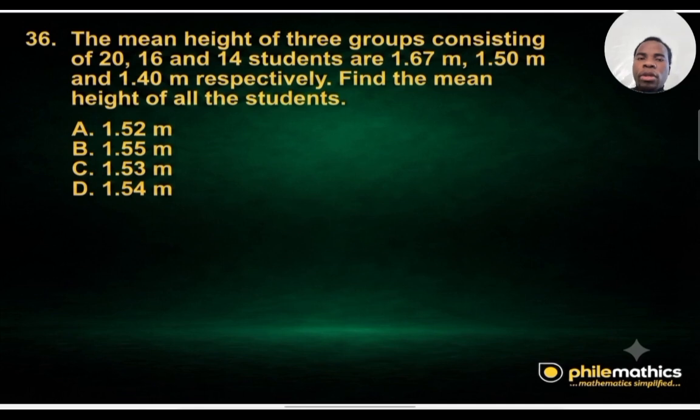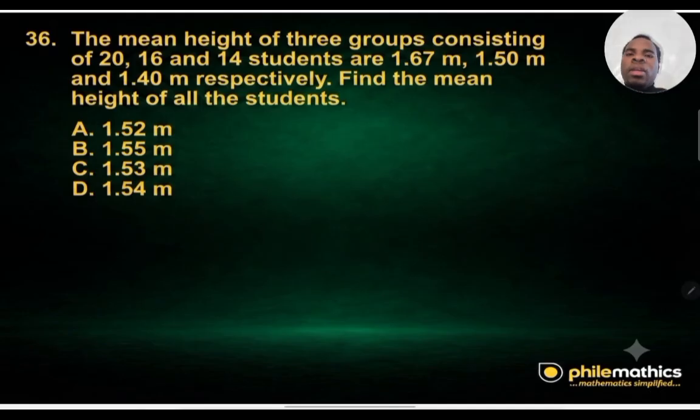For the first group, it was 1.67, the second group 1.50 meters, and the last group, those of age bracket 14, were 1.40 meters. These were the averages of the individual groups. Now we are asking, what's the mean height of all the students? Since we know the average of each of the individual groups, to find the mean height of all the students is to simply find the average of the mean heights of the individual groups.